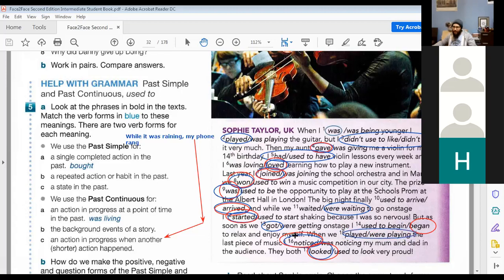We also have "when", and this "when" works with the continuous. When we were playing the last piece, and it also works with played, because it's the last piece and it's over. So when we played the last piece or when we were playing the last piece, I noticed is correct. My mom and dad in the audience, they both looked very proud. Correct.